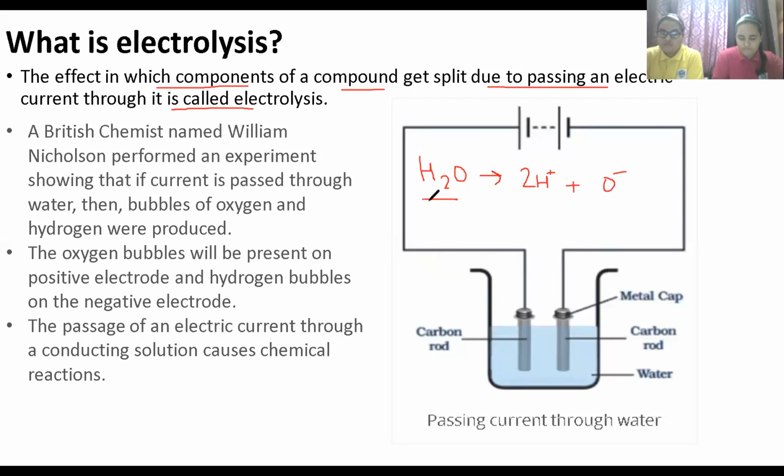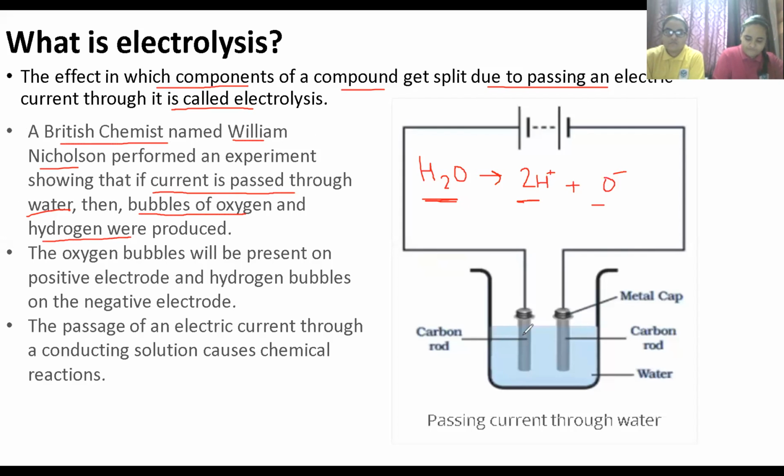If we talk about water, in water the components are hydrogen and oxygen, and when current passes through it, it gets separated into H and O, that is hydrogen and oxygen. This was first known by a British chemist whose name was William Nicholson. By experiment he derived that if current is passed through water, that is H2O, then bubbles of oxygen and hydrogen are produced.